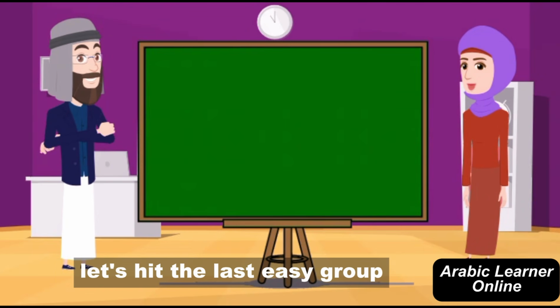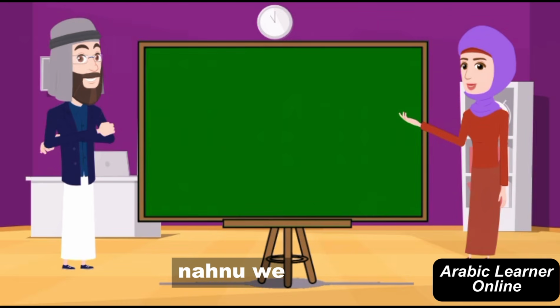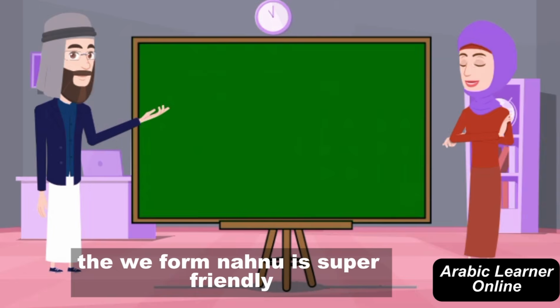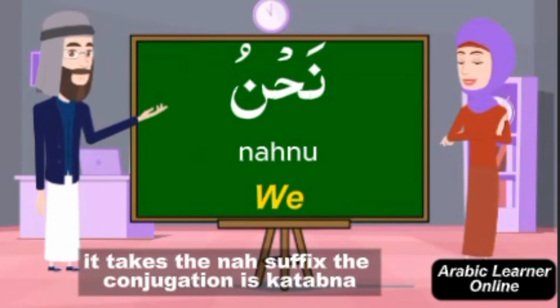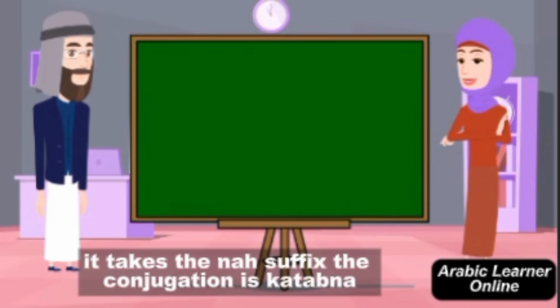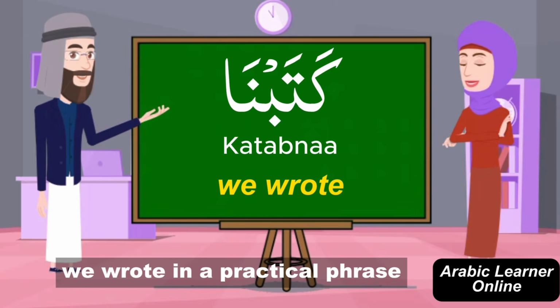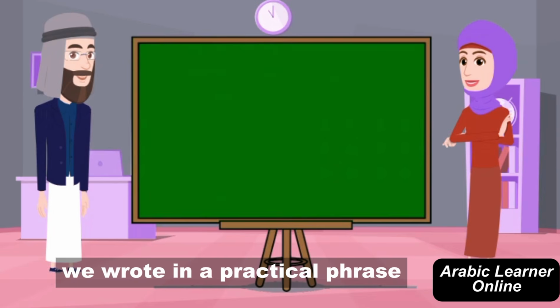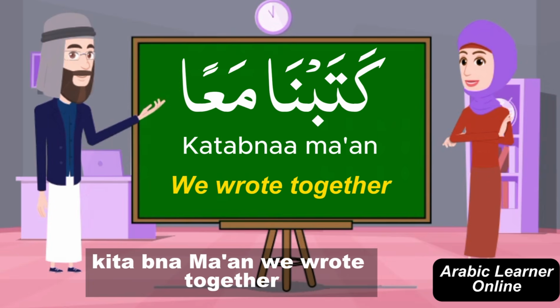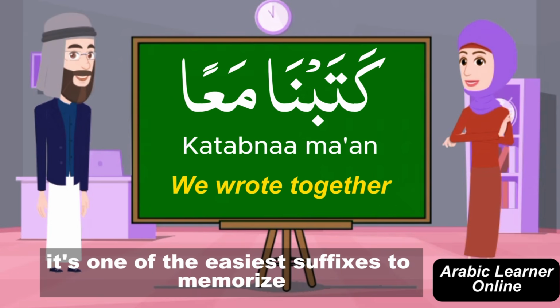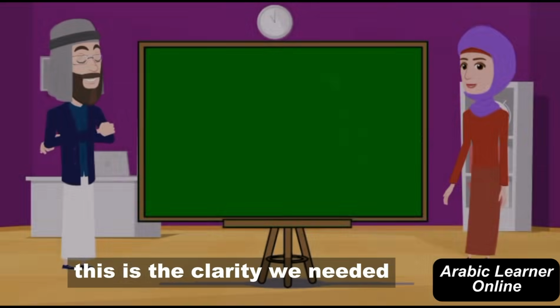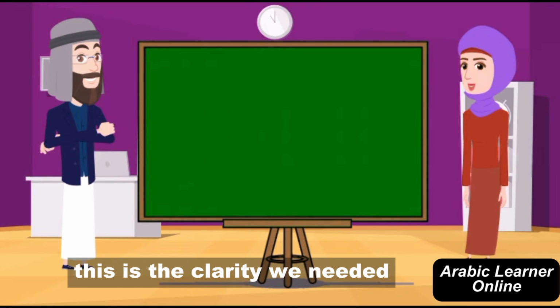Let's hit the last easy group, nahnu, we. The we form, nahnu, is super friendly. It takes the na suffix. The conjugation is katabna, we wrote. In a practical phrase, katabna ma'an, we wrote together. It's one of the easiest suffixes to memorize. This is the clarity we needed.